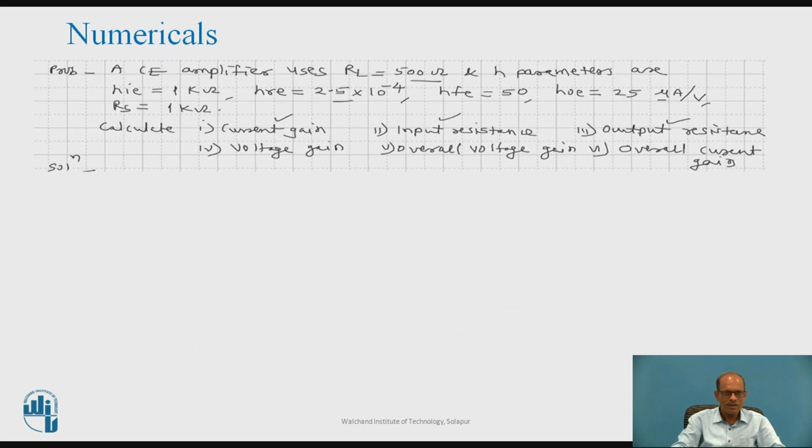Now let us solve a numerical. A common emitter amplifier uses RL equal to 500 ohm, and the H parameters are HIE equal to 1 kilo ohm, HRE equal to 2.5 into 10 raised to minus 4, HFE equal to 50, HOE equal to 25 microampere per volt, and RS equal to 1 kilo ohm. Calculate current gain, input resistance, output resistance, voltage gain, overall voltage gain, and overall current gain. Now solution of this numerical.